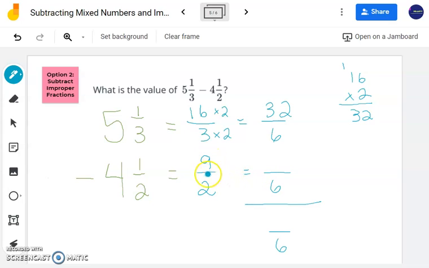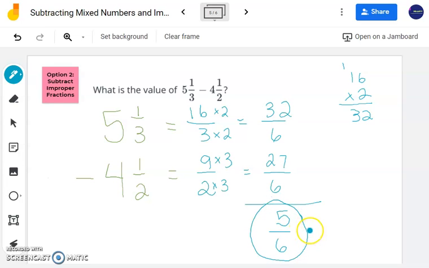Now, I'm looking at 9/2, and I see that 2 times 3 is 6. So if I multiply my denominator by 3, I multiply my numerator by 3. Notice it doesn't matter if you're given a proper fraction, improper fraction, or mixed number, it's still the same process. 9 times 3 is 27. Now, finally, my last step, I'm going to simply subtract my numerators. 32 minus 27 is going to give me 5 as my new numerator with a final answer of 5/6.